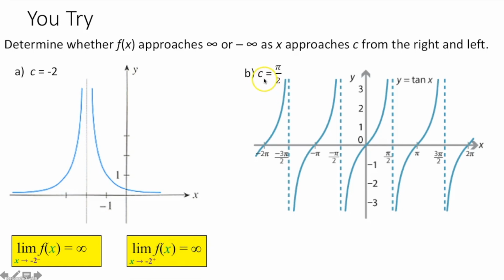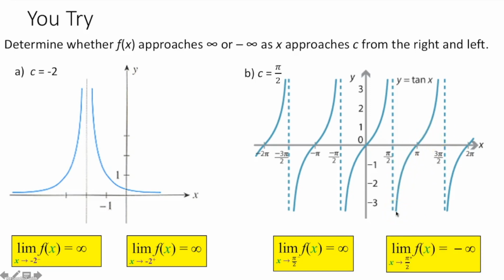Over here, we're looking at a c value of pi over 2. So we look at pi over 2, our x value is right here. As our function comes in from the left, it goes towards positive infinity. So the limit as x approaches pi over 2 from the left is going to be positive infinity. And the limit as x approaches pi over 2 from the right goes towards negative infinity. So that's going to equal negative infinity.